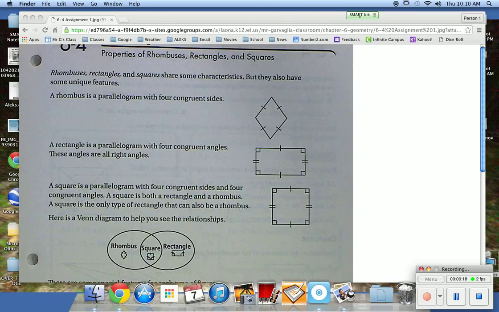Could be. What's a rhombus? Ah, sure, we can read it, can't we? At least we know she can read.